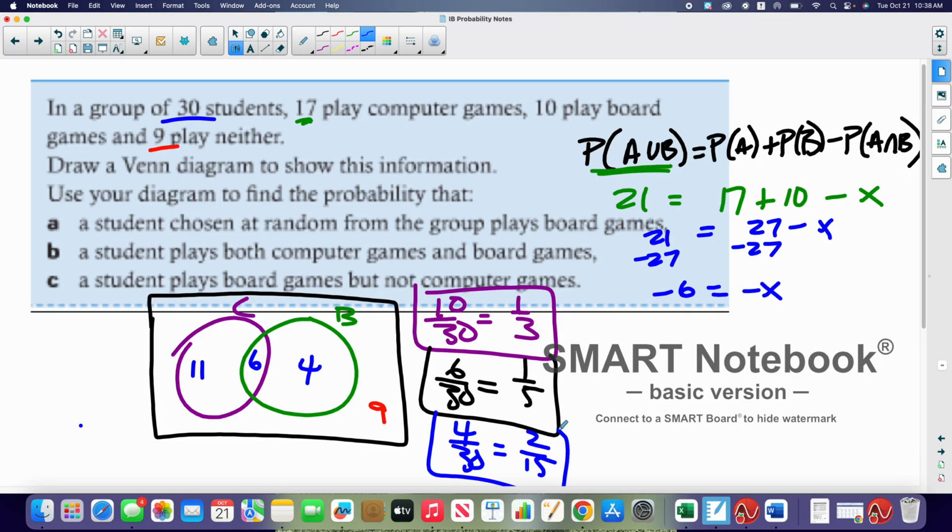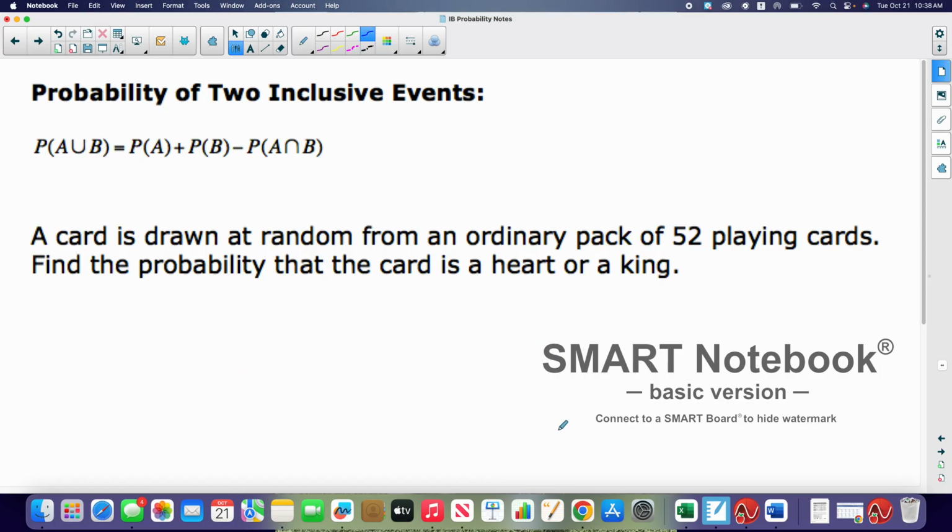I think we have to turn the page now, correct? Yes. All right, we're going to do another one of these. I think this one's helpful because it helps you see where this formula is coming from. Got that same formula, probability A union B is equal to probability A plus probability B minus the probability of A and B.